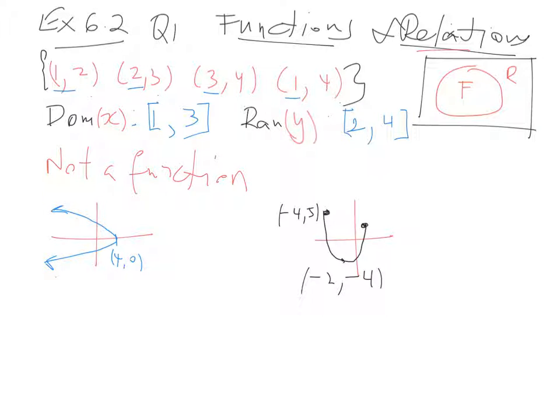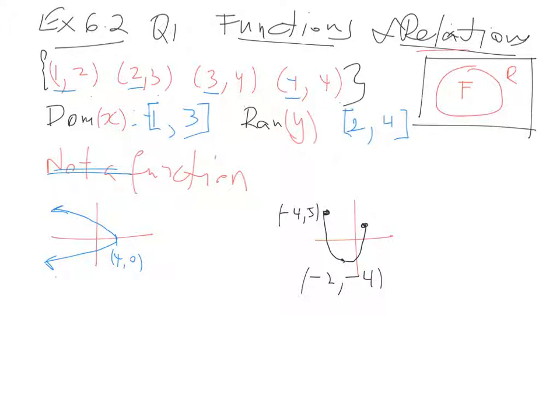If this here was a negative 1, well then in that case it would be a function, and its domain would be negative 1 to 3, because negative 1 is the smallest number. So it doesn't matter what order these are written in. Whatever we have on our left of our domain or our range is always the smallest number.